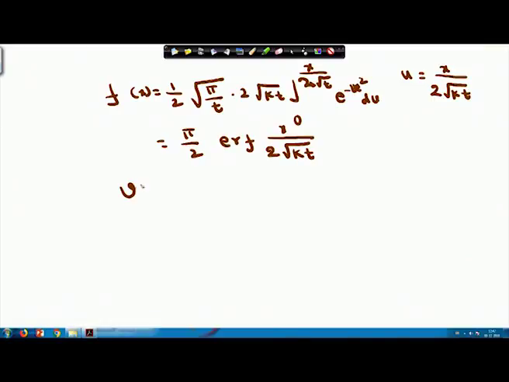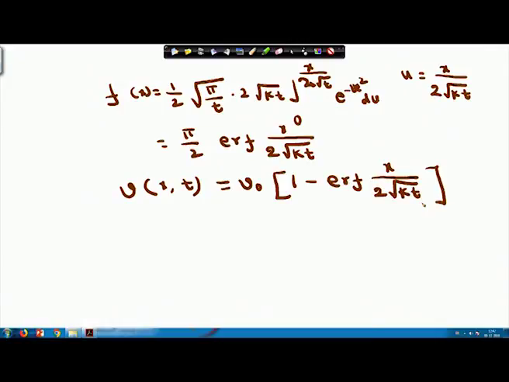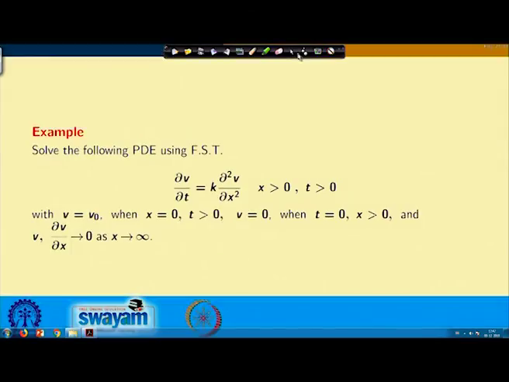So that your v x t will be equals to v 0 into 1 minus ERF of x by twice root k t, and this you can write down as complementary error function. So, ERF c of x by twice root k t. So, this will be the solution of the given problem. So, let us see quickly over here.